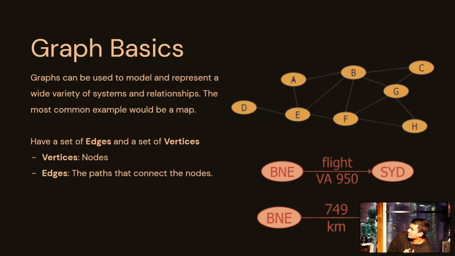So you have two common sets of terms, which is edges and a set of vertices. So the edges are the paths that connect the nodes. So the vertices, let's say in my top right, I have A, B, C, D, E, F, G, H. Those are my vertices, and the edges are the paths that connect these vertices. The bottom right, Brisbane and Sydney would be my nodes, and then the line connecting them would be the edge. And the 749 km is a cost. So if I go from Brisbane to Sydney, it costs me 749 kilometers. That's a distance.